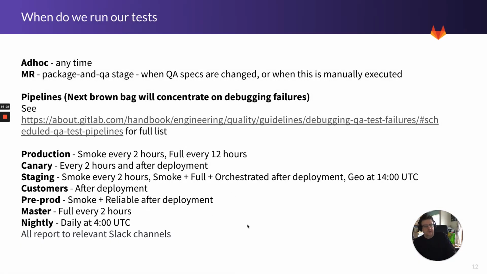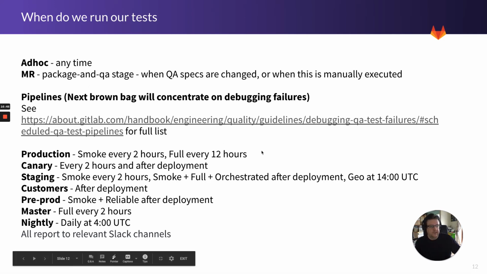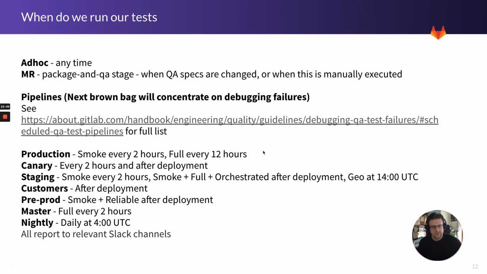So when do we run our tests? Ad hoc, anytime, merge request, if we have a package in QA stage. Pipelines, so I will have a future brown bag which will concentrate on the pipelines. This is a good link to show you the full pipeline list, but we have several pipelines. Their cadence are listed here from typically every couple of hours, at least one environment will get executed. Some, such as pre-prod, are executed after deployment to that environment.